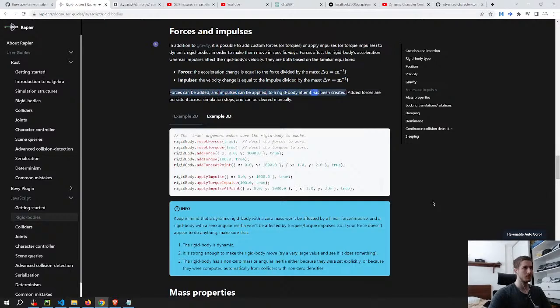Forces can be added, and impulses can be applied to a rigid body after it has been created. Added forces are persistent across simulation steps, and can be cleared manually. Example 3D: // the true argument makes sure the rigid body is awake. rigid_body.resetForces(true).